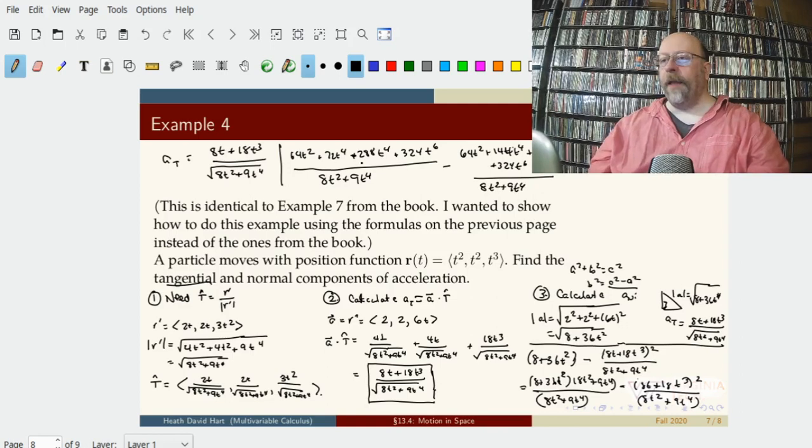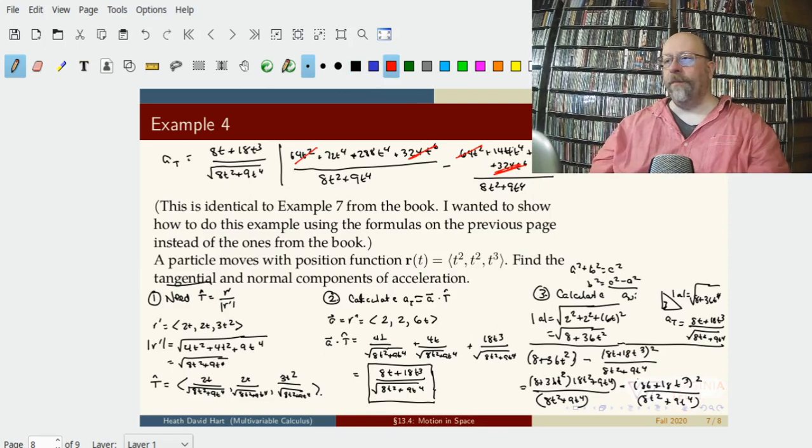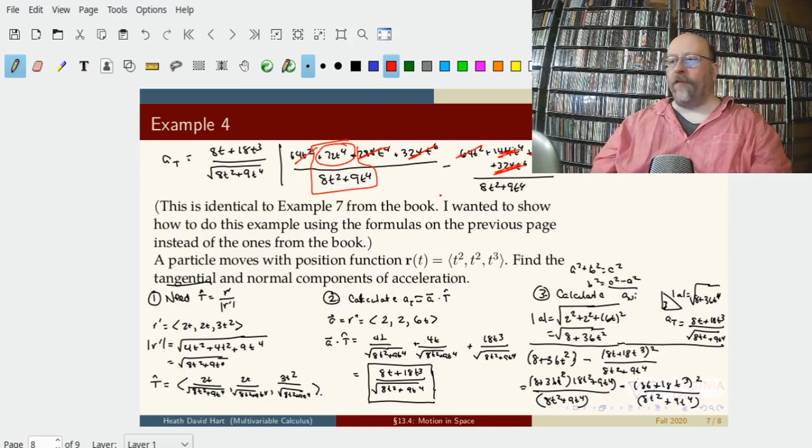Okay? Well, the 64t squareds cancel. The 324t to the sixths cancel. And the 288t to the fourth cancels with both of the 144t to the fourths. This is the only term that doesn't cancel. And so this is all that's left, this part right here. And this is equal to the normal component squared. Remember, we're working through the Pythagorean theorem. We've squared the hypotenuse minus we've squared a leg. We have the other leg squared.